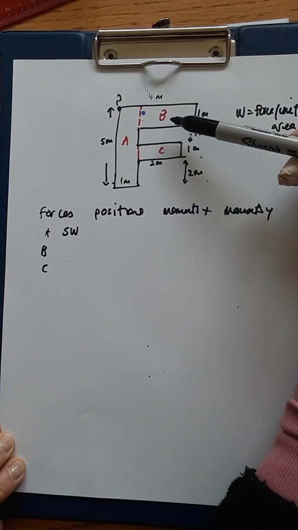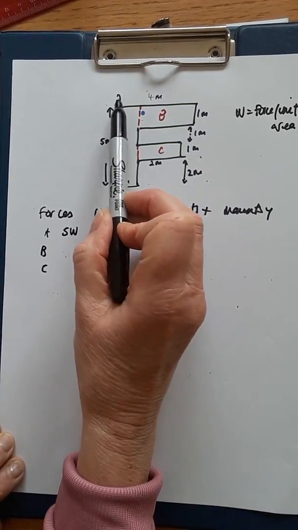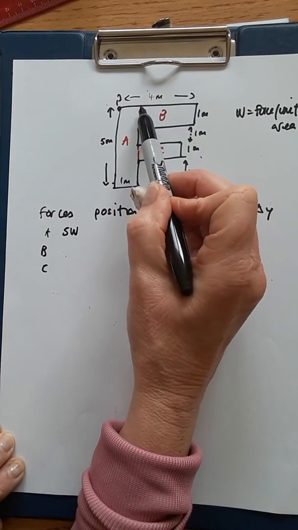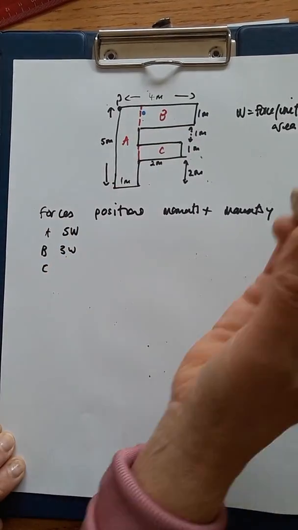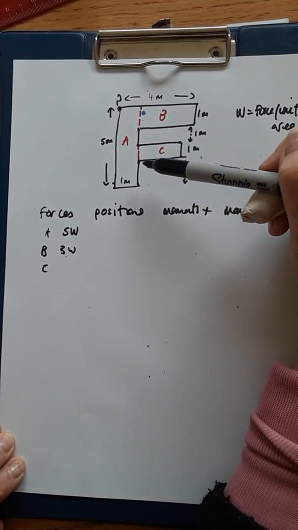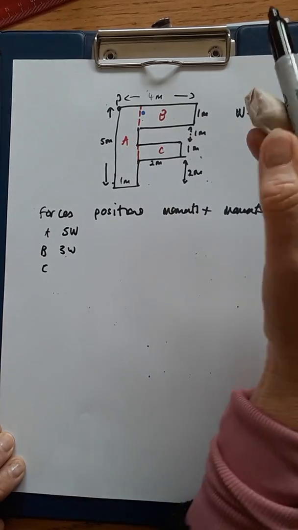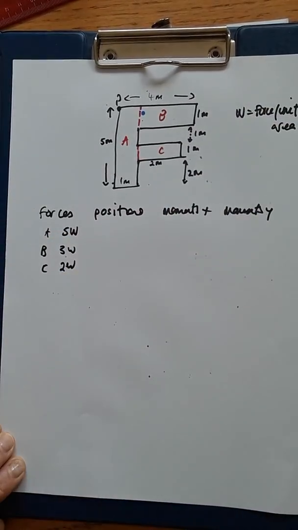B, I'm going to find the area of B, which I can see is the whole length from here to here is 4. 1 is gone already, so this part from there to there is 3. 3 times 1 will give me 3W. And C, the force for C is going to be the area multiplied by W. So in this particular case, it's 2 by 1, so that's 2W. Okay, the positions of the centre of gravity for A, B, C.